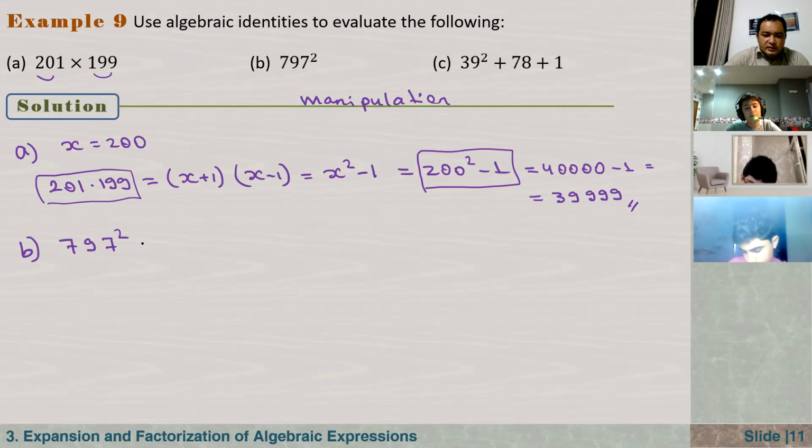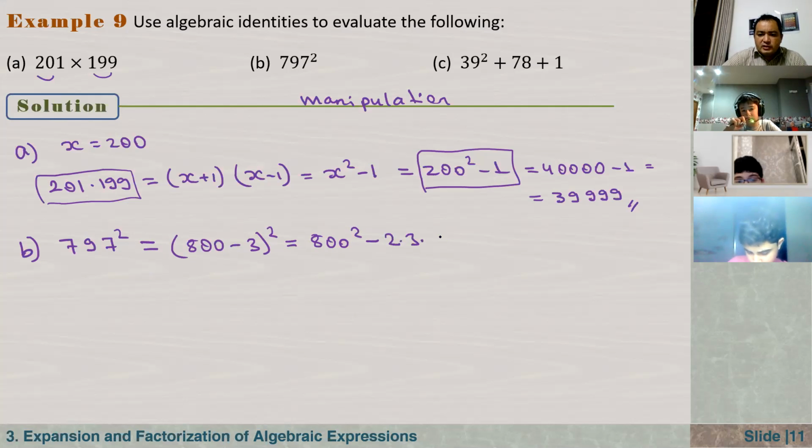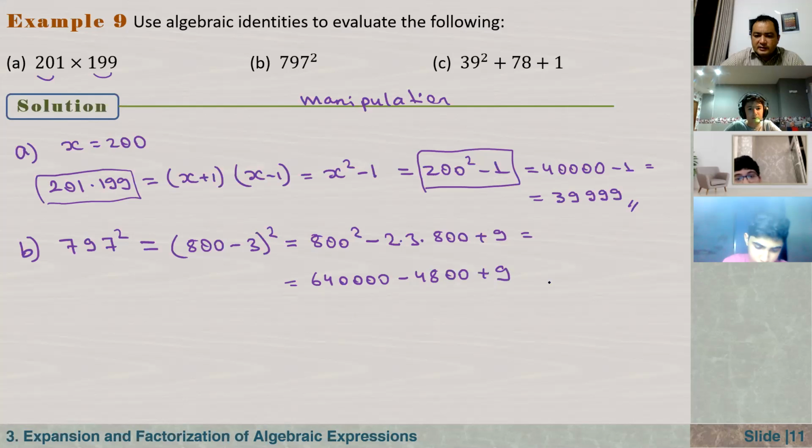So Ibrahim is saying that here we can do it like this. 797, that is 800 minus 3 squared, right? It's a perfect square now. That's equal to 800 squared minus 2 times 3 times 800 plus 3 squared, which is 9. And that's equal to 640,000 minus what we have here, 6 times 8, 4,800, plus 9, right?